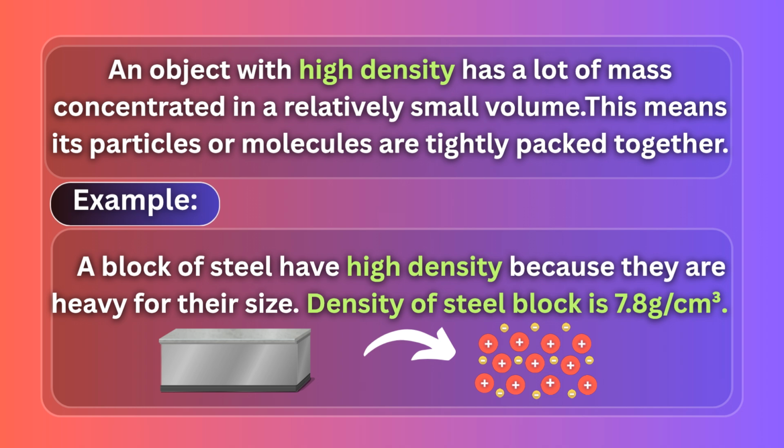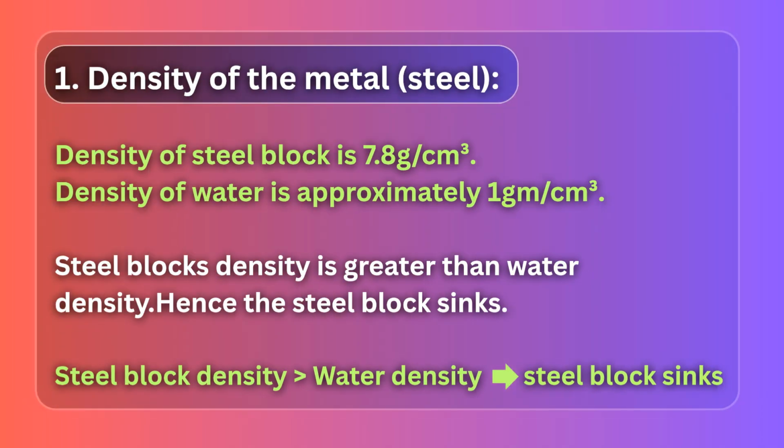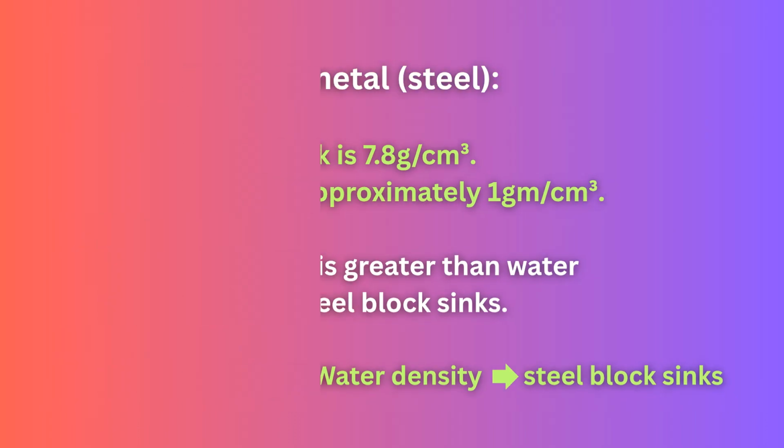The density of the steel block is 7.8 grams per cubic centimeter. The density of water is approximately 1 gram per cubic centimeter. The steel block's density is greater than the water's density, hence the steel block sinks.